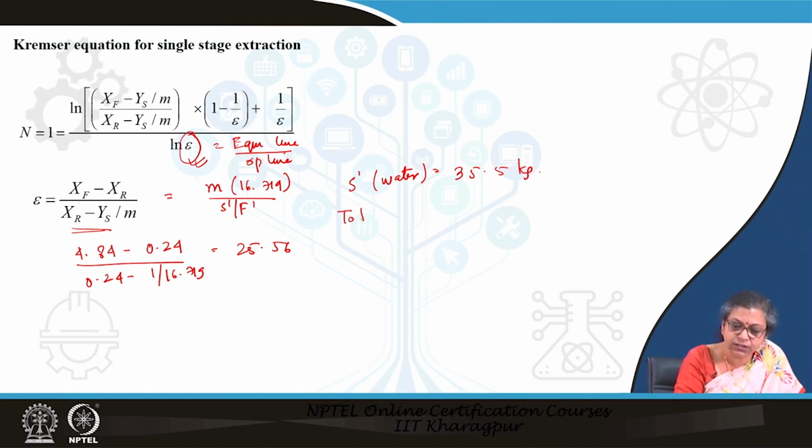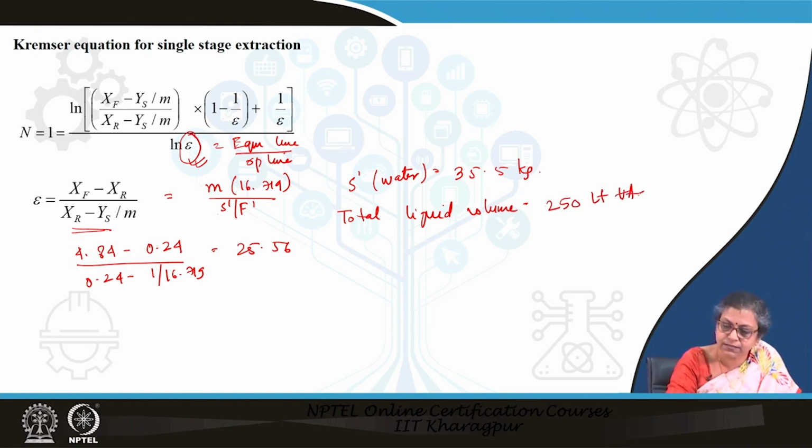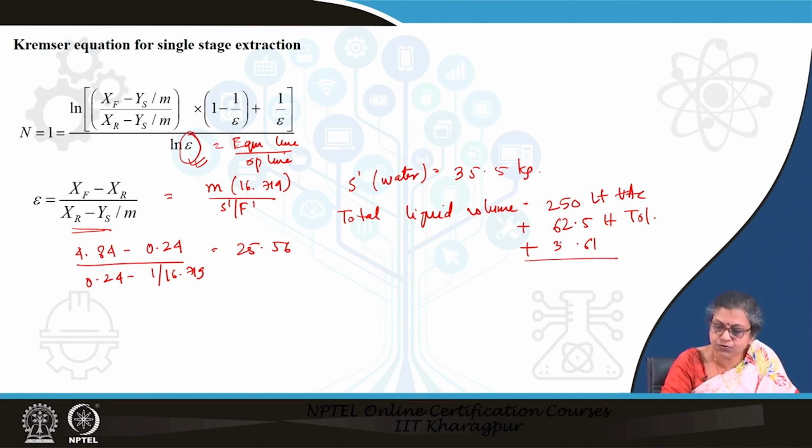So, therefore, what is the total liquid volume in the vessel in that particular case? The total liquid volume will be 250 liters of acetic acid plus 62.5 liters of toluene plus 35.5 kg of water; 997 was the density, so it is around 35.61. So, therefore, this many liters of water.